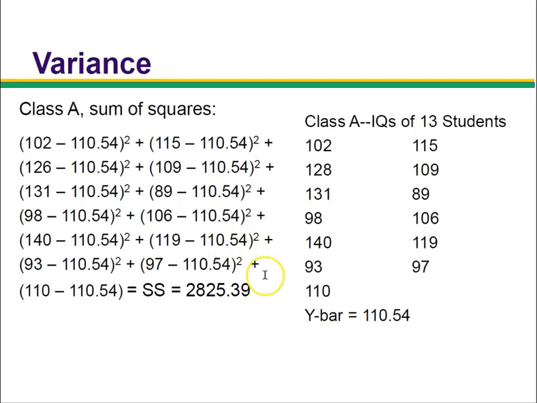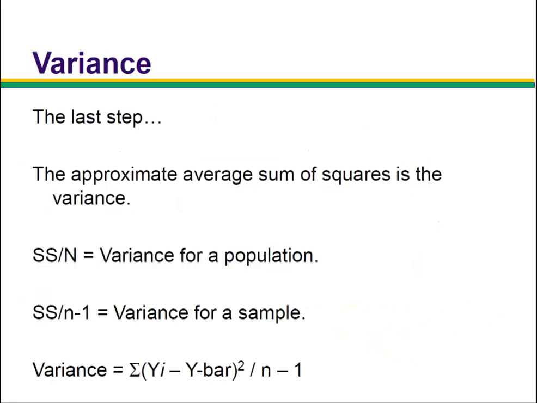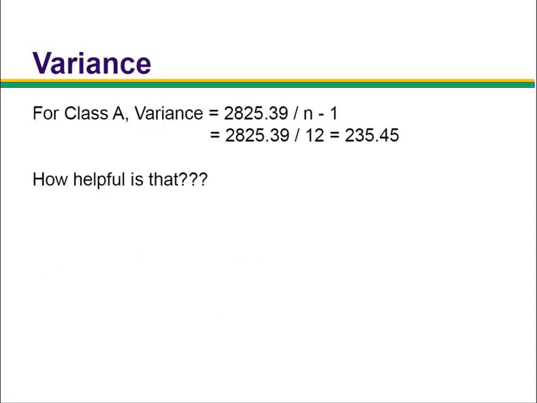So for class A, we get 235.45 for the variance. Now, the problem with variance is that it's in squared units. So in this case, our data is in IQ points, so the variance is measured in IQ points squared, which doesn't really mean anything. So that's why we usually don't report the variance by itself.